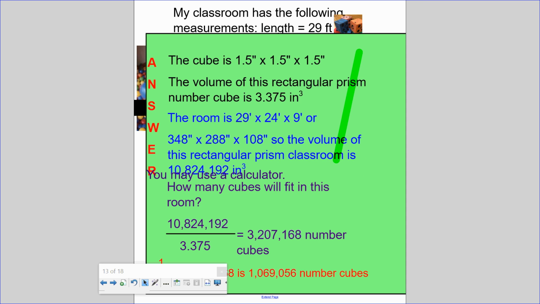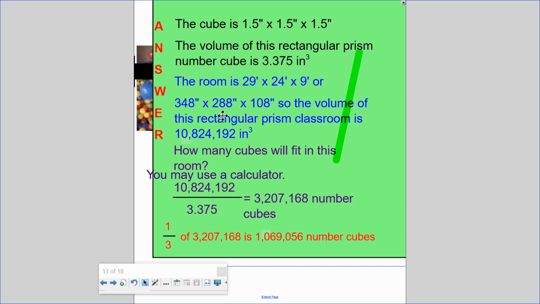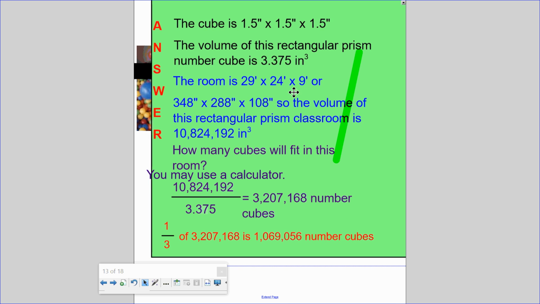In here, the cube is 1.5 inches by 1.5 inches by 1.5 inches. So the volume of this cube is 3.375 cubic inches. The room, on the other hand, is 29 feet times 24 feet times 9 feet. If you turn all that into inches by multiplying by 12, because we have to use the same units, 348 inches times 288 inches times 108 inches, the volume is 10,824,192 cubic inches. So again, use a calculator.